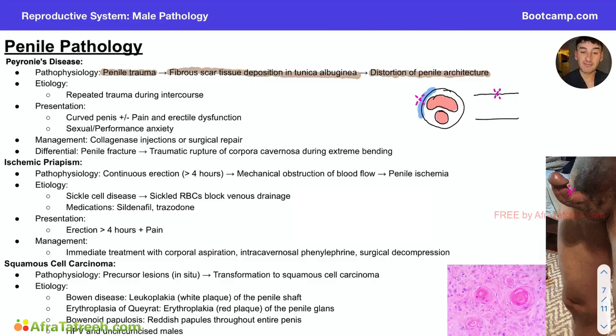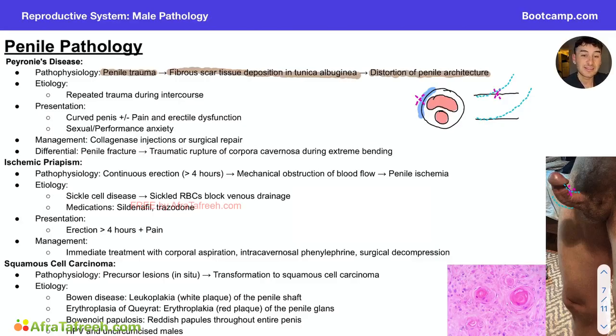And here we're going to get fibrotic scar formation. It's going to cause a shortening effect. So it's actually going to pull that tunica albuginea to be shorter, and it's going to lead to this architecture of the penis actually curving in a certain direction along this formation of the scar. And that's how we get this curved shape of the penis that we can appreciate over here in the gross specimen. And this is due to the chronic microtraumas with intercourse and masturbation.